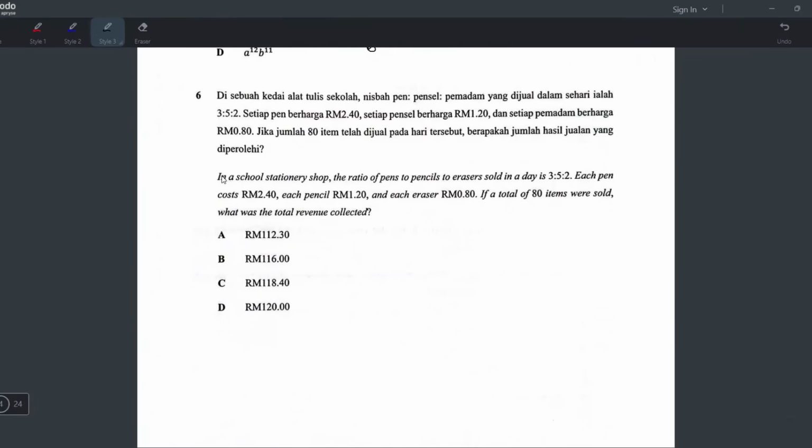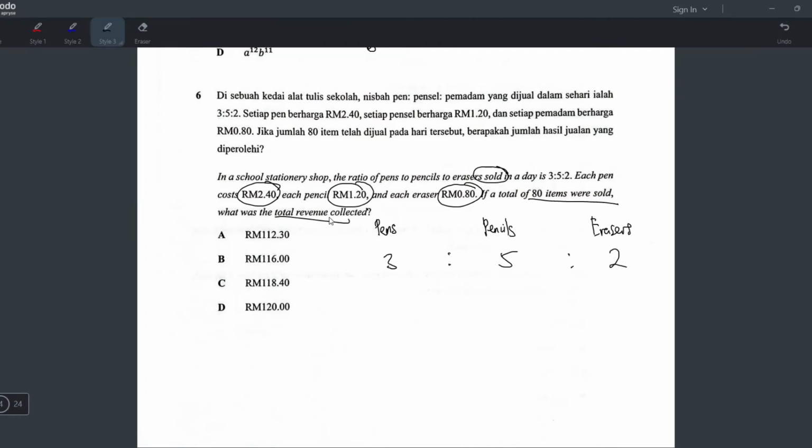Okay, number 6. In a school stationery shop, the ratio of pen to pencil to eraser sold is 3:5:2. Okay, I think I should write it nicely. This one is pen, pencils, and erasers. Each pen costs 2 ringgit 40 cents, pencil 1 ringgit 20, eraser 80 cents. But the ratio is for the bilangan sold. If a total of 80 items were sold, what was the total revenue collected?